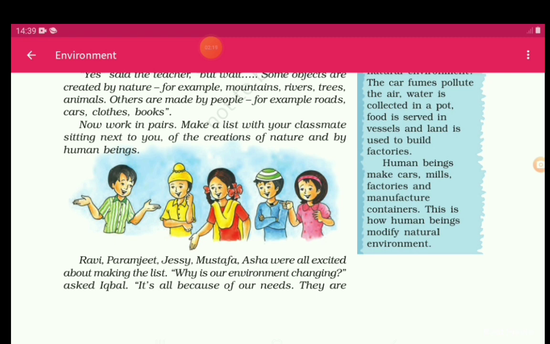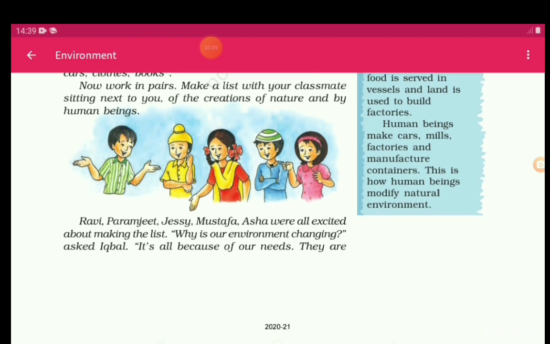Ravi, Paramjit, Jesse, Mustafa, Asa were all excited about making the list. "Why is our environment changing?" asked Iqbal. So Iqbal is a person in this committee. He asked that, and the answer is, it's all because of our needs.